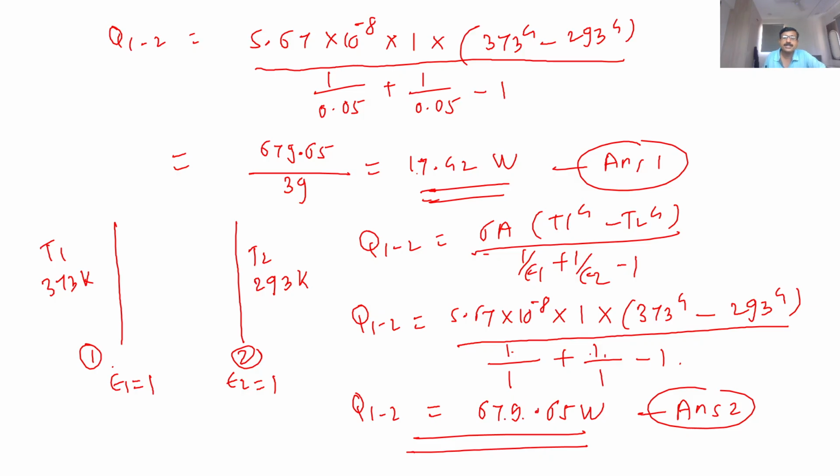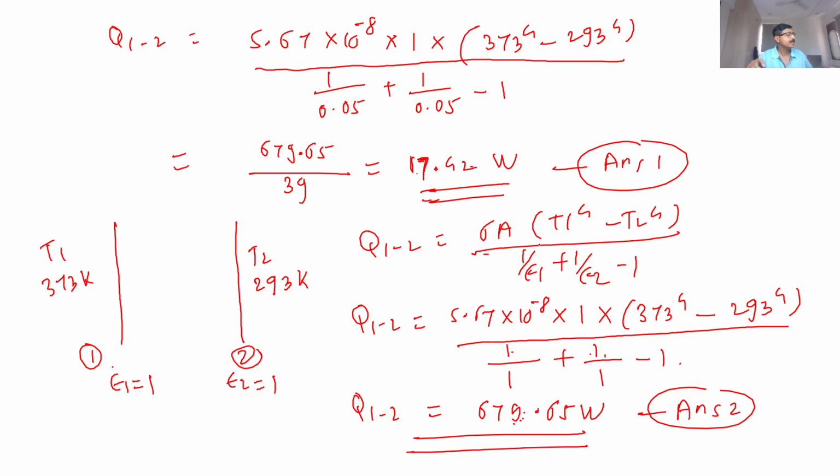Black bodies radiate maximum. See the value, 679 watt. And when the bodies are not black, when the emissivity is less than 1, radiation is reduced to a very low value. It is 17.42, black body 679. And if there are emissivities, meaning they are not black, they are ordinary bodies, see the radiation heat transfer, this is drastically reduced as the bodies are not black.